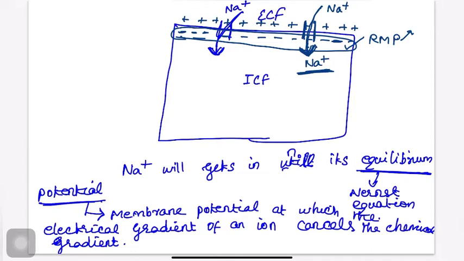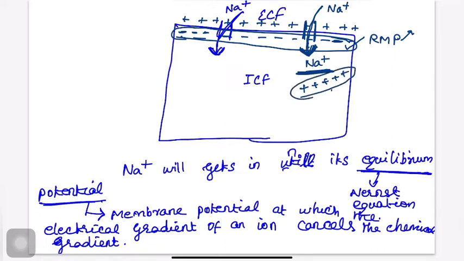But as soon as the electrical gradient gets depleted, as soon as all the negative charges get neutralized by sodium, there is no electrical gradient. As negative charges get depleted and more and more sodium comes in, the inside also becomes positive. These positive charges will repel sodium from coming in. So the electrical gradient depletion will cause the sodium influx to be completed.